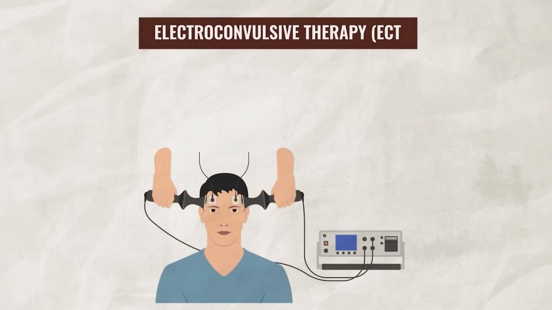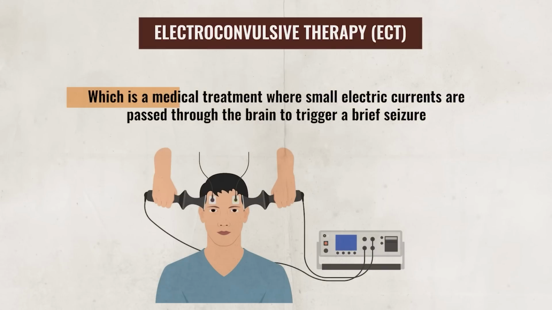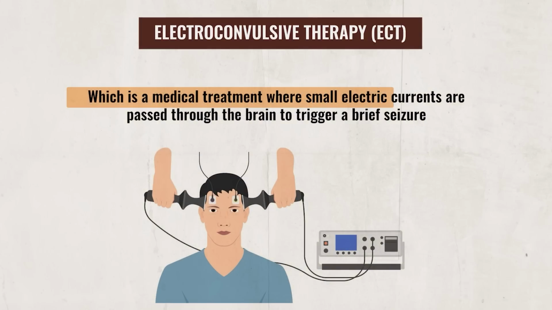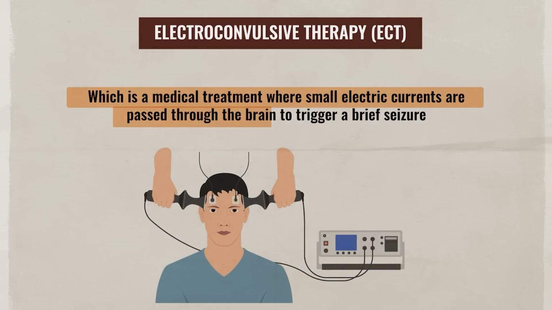One last intervention that we need to talk about is electroconvulsive therapy, which is a medical treatment where small electrical currents are passed through the brain to trigger a brief seizure. This is often used for severe depression, and it's only performed after other treatments have not worked. Now, the use of psychosurgeries has declined over the years, thanks to more effective approaches such as medications and psychotherapies. However, some are still performed in severe cases or treatment-resistant cases.